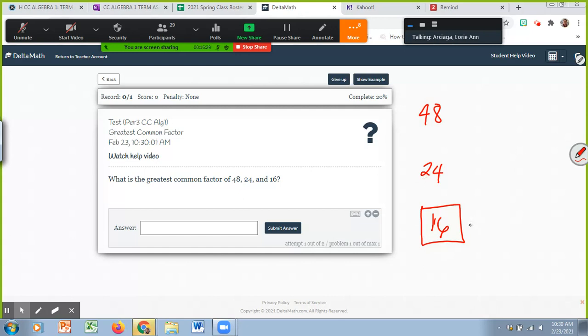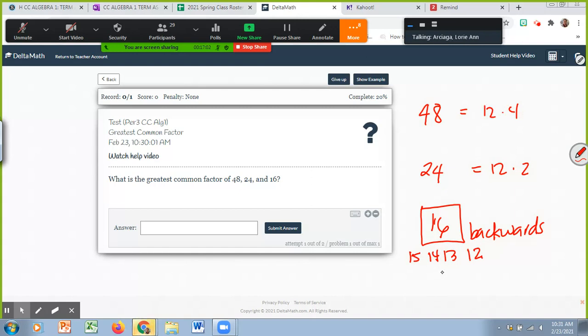So what are we going to do? We're going to count backwards from 16. For some of us it may be automatic, you get it right away, that's good. But for some of us who don't, we're going to keep counting backwards. 15, no. 14, no. 13, no. 12, 12 goes into both of them, right? Because 12 times 2 is 24, and 48 is 12 times 4.